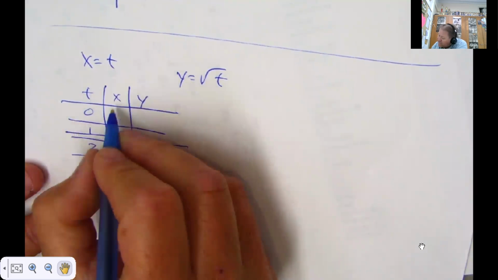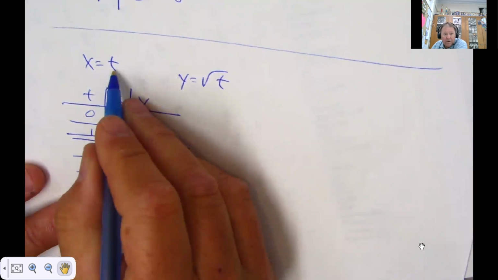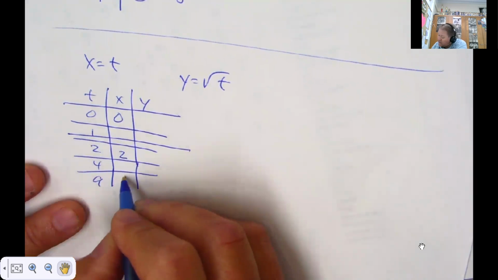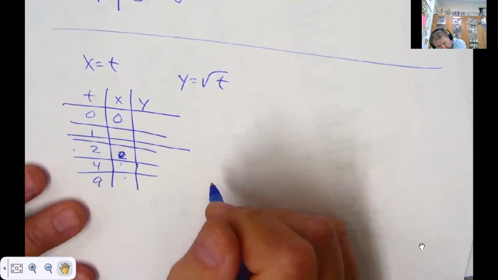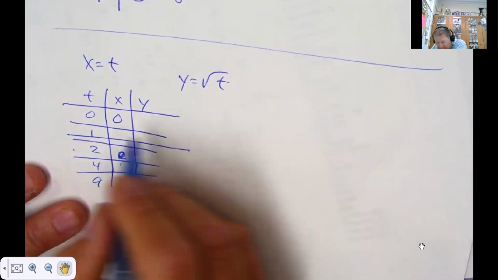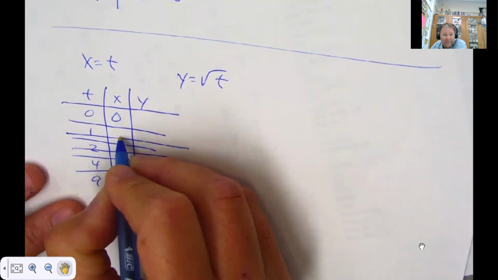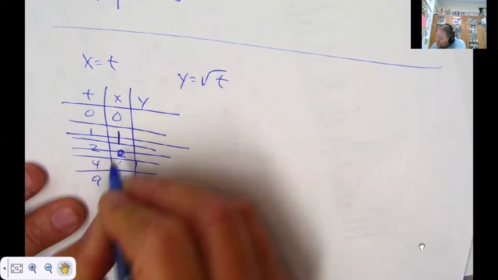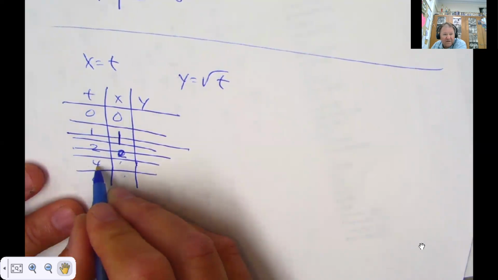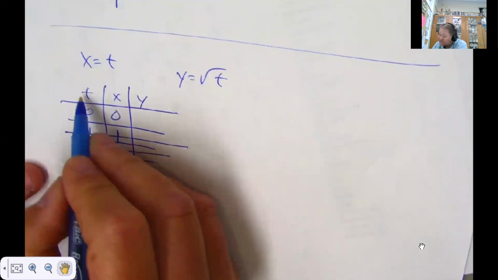Well, when t is 0, x would be 0. When t is 2, x would be 2. And when t is 9, x would be 9. Excuse me. And let's get rid of that. I got rid of the wrong one. I meant to get rid of this one. Square root of 2. Keep 1. So let me write over here. When t is 1, x is 1. And when t is 4, x is 4. And when t is 9, x is 9, right? Just x equals t.